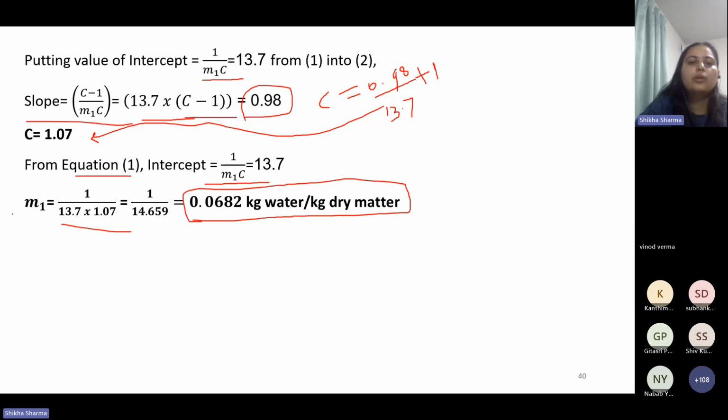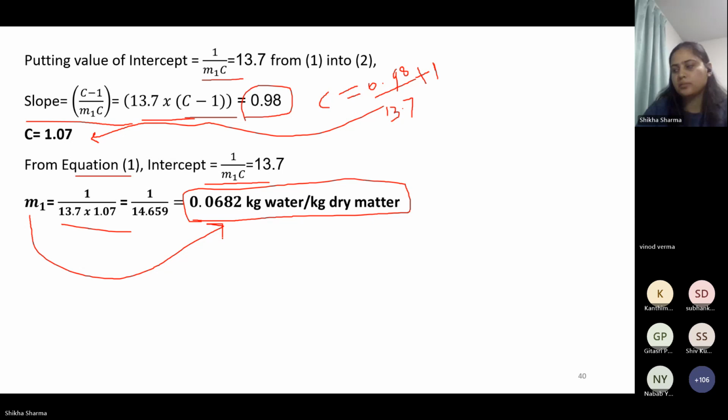So M1 is the, we discussed, monolayer water content. So here from this M1 we can calculate how much water is present. Is there any doubt? No, ma'am.